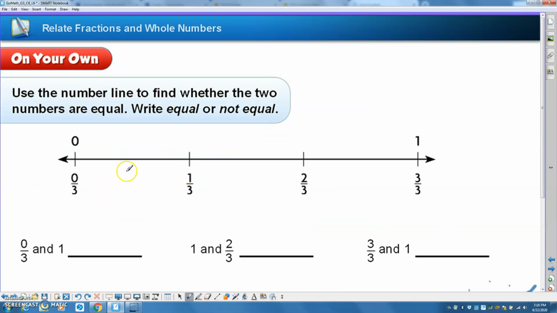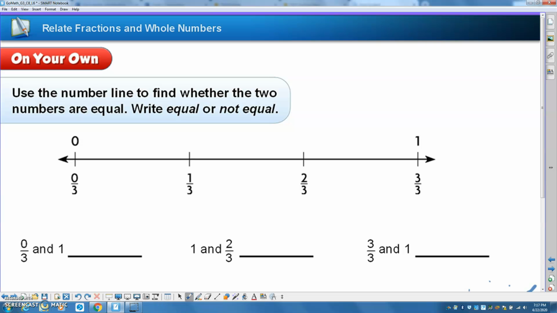So here we have a number line that has 1, 2, 3 jumps. So our denominators are going to be 3, because to make that 1 whole, we have to do 3 jumps. So all of our denominators are going to be 3. If we make 0 jumps, then it's 0/3. If we make 1 jump, 1/3. If we make 2 jumps, that's 2/3. And then finally, if we make that 3rd jump, we have 3/3 or 1 whole.